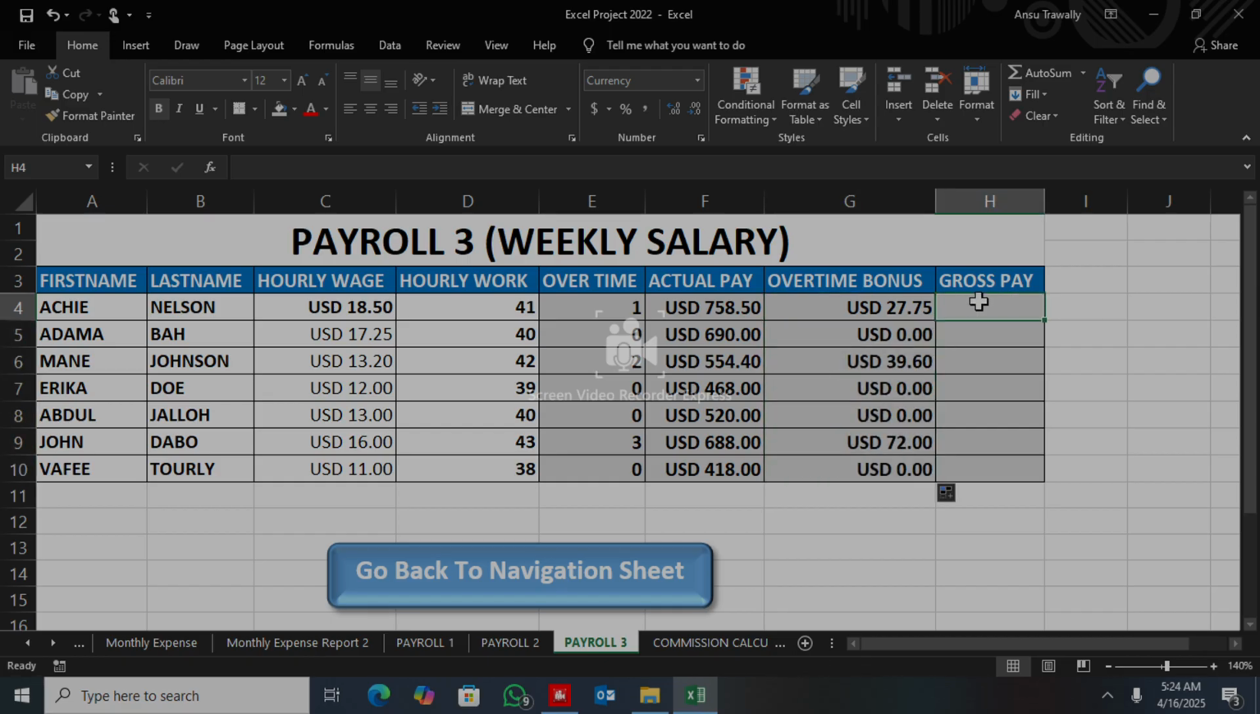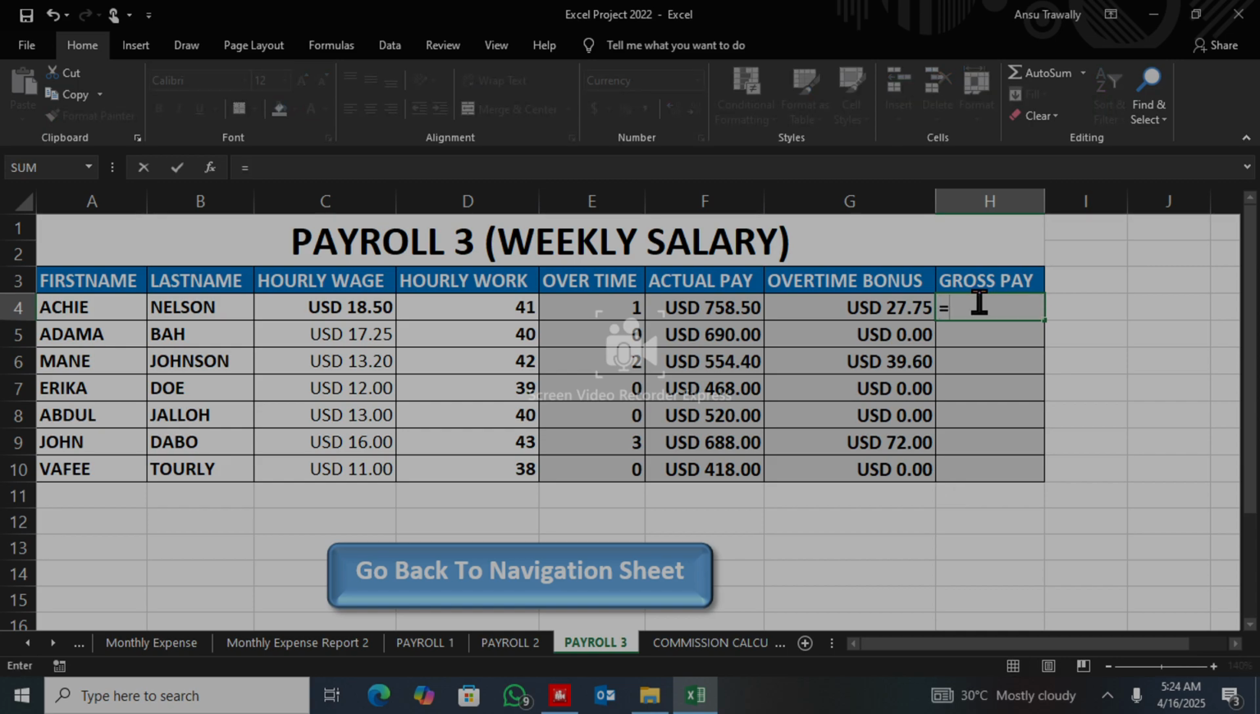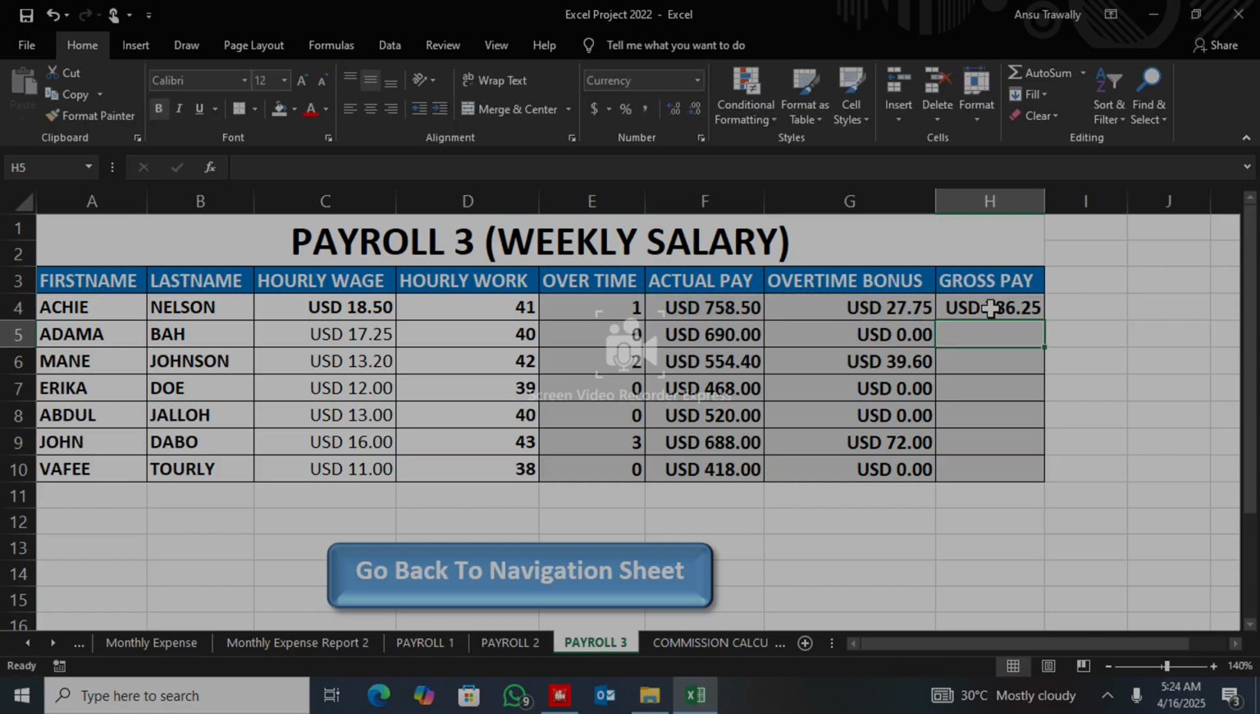The next thing you should look for here is your gross salary. To find this gross salary, this will be equal to the actual pay plus your overtime bonus and click enter. So your gross pay here is $786.25.